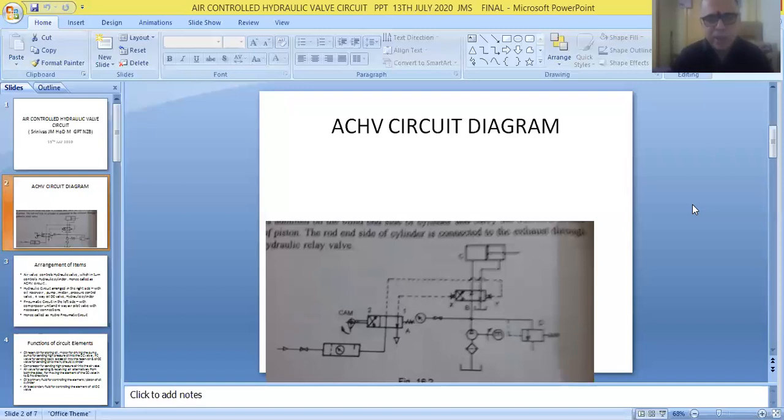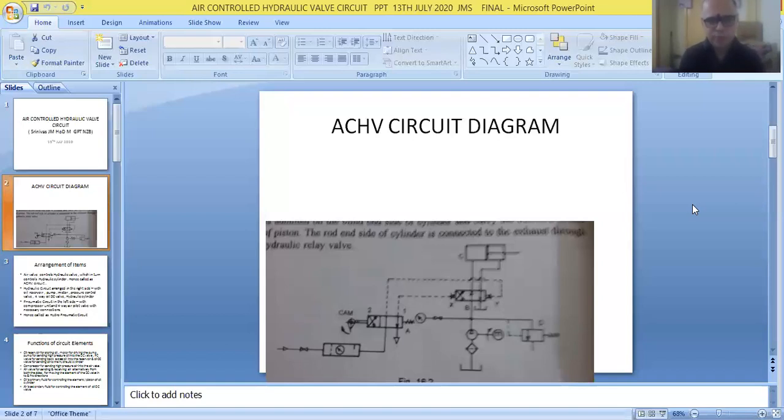So friends, this is about the working of this hydro pneumatic circuit. Initially the air valve will come to first position. As a result, the oil valve comes to first position. As a result, the piston will begin to move in forward direction. In the second phase of operation, the air valve will come to second position. As a result, the hydraulic DC valve will also come to second position. That is used for moving the piston in reverse direction.